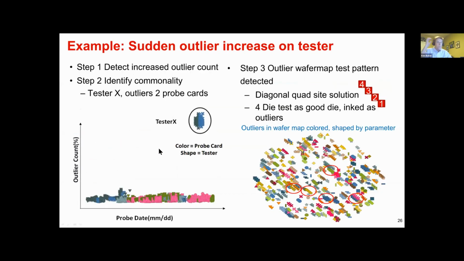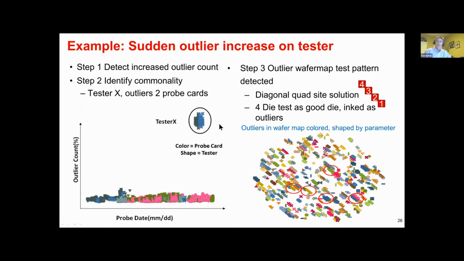So this was another paper that we did in 2016 at ITC, with a colleague of mine as the lead author, and he was seeing an increased outlier count on one of the products that he was responsible for. And one of the things that we can very quickly do, given the dashboard and the information that we provide to our users, is simple commonality analysis. Is it a particular tester? Is it a particular probe card? Is it a particular operator? Is it a particular lot that is causing the losses?